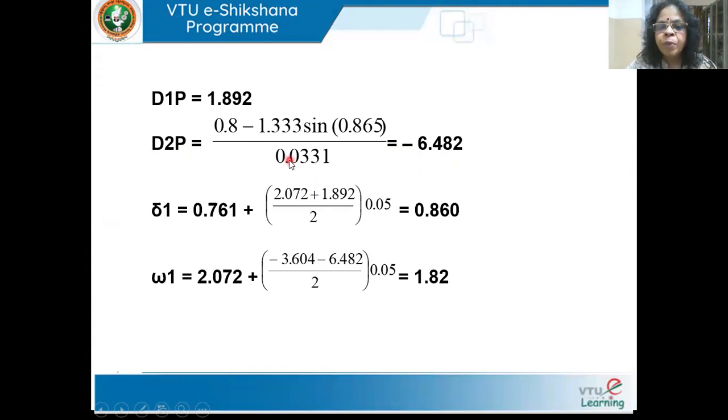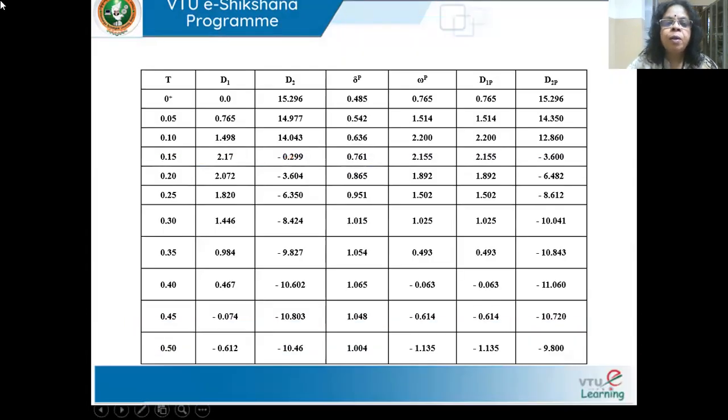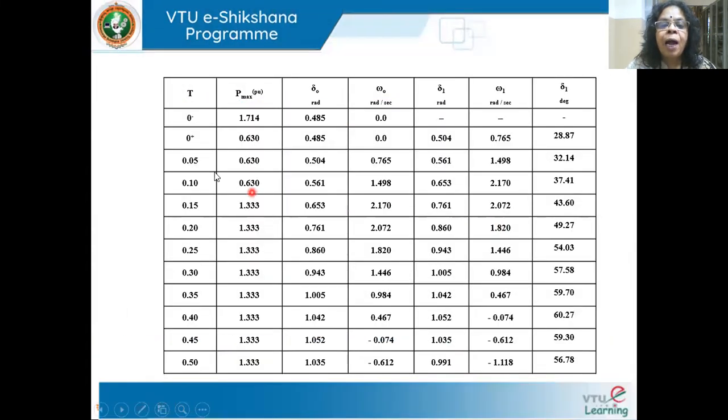That's all simple. Now I have just put a table. So I start with T equal to 0 and I calculate D1, D2, D1P, D2P. I have just tabulated everything. Right? Now I want to draw your attention here. I have 0 minus, that means just before the fault. I am presuming that the fault occurs at T equal to 0.